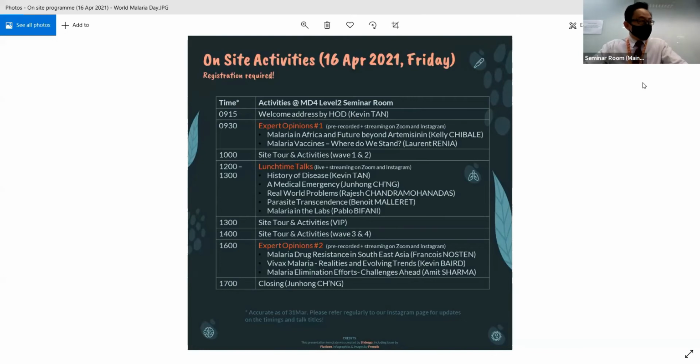Now, a bit of background to this initiative. There are two broad reasons why we're doing this. One, this is a part of a big global initiative. So World Malaria Day, as the term implies, which is on 25th of April each year, is a day where globally we recognize the need for continued interest and investment in this disease called malaria.